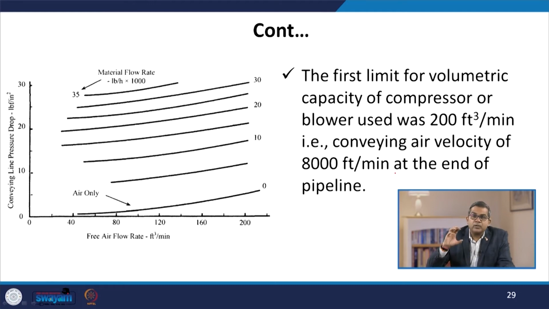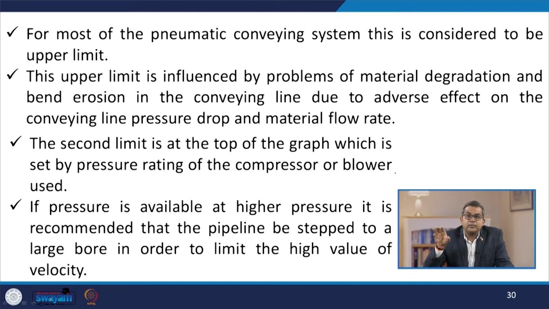The first limit, the volumetric capacity of the compressor or blower that was used, was around 200 cubic feet per minute. That is a conveying air velocity of 8000 feet per minute at the end of the pipeline. For most pneumatic conveying systems, this is considered to be the upper limit. This upper limit is influenced by the problem of material degradation and bend erosion in the conveying line, due to the adverse effect on the conveying line pressure drop and material flow rate.